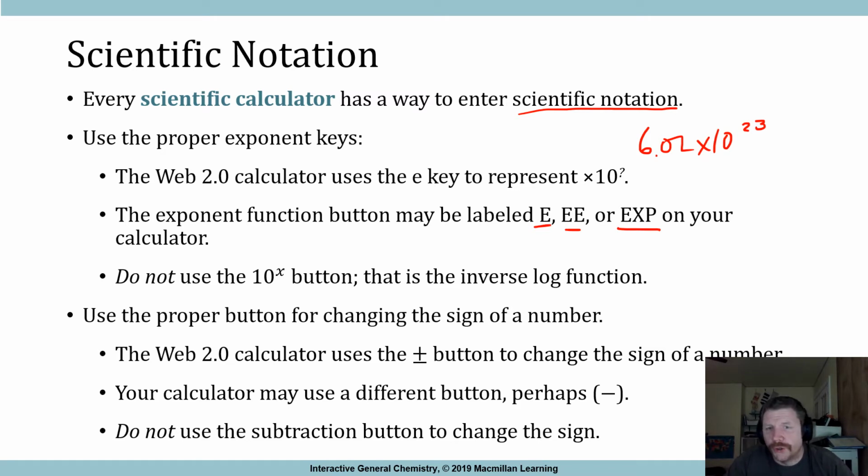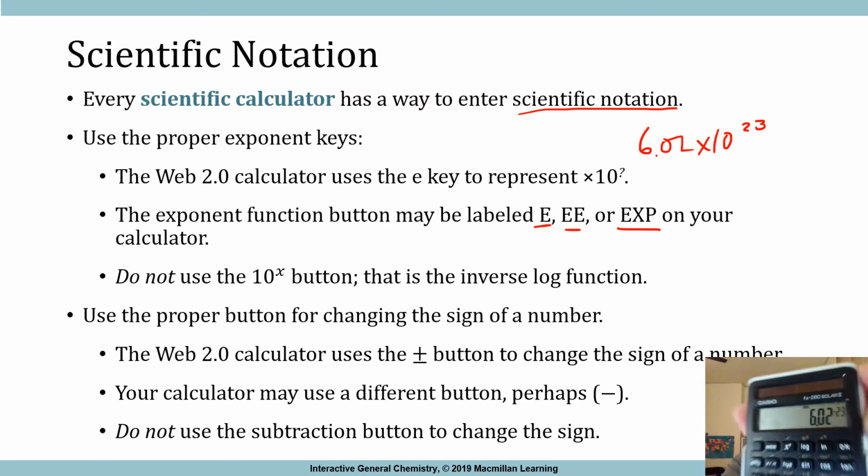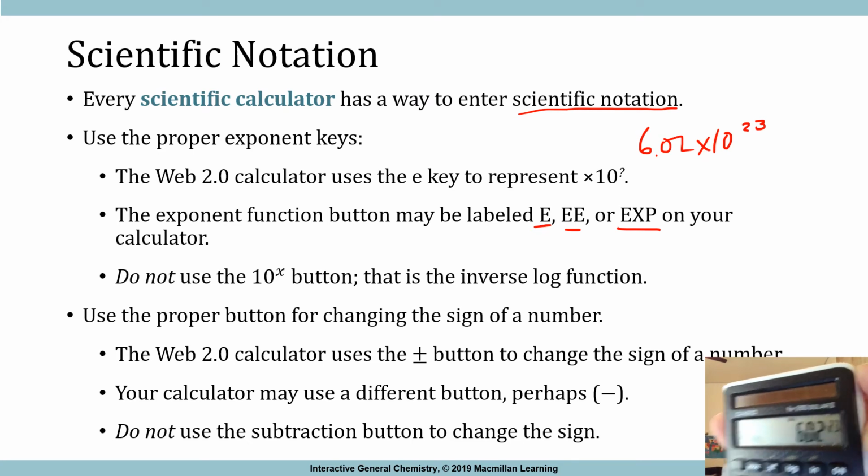Now if you wanted to change your exponent from a positive to a negative exponent, then you type in 6.02 EXP, and then I'll type 23, and then what I want to do is press plus/minus, so that changes it from a positive to a negative exponent. There we go, negative 23rd.